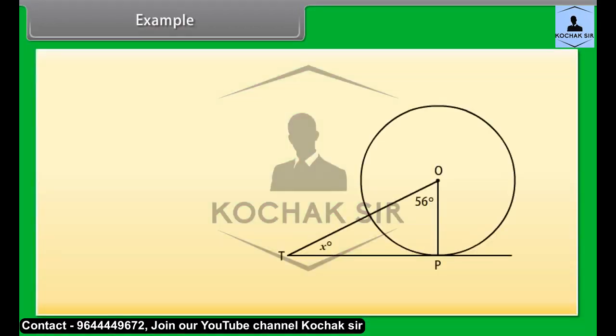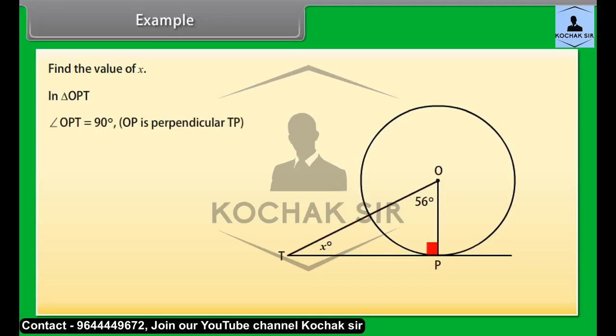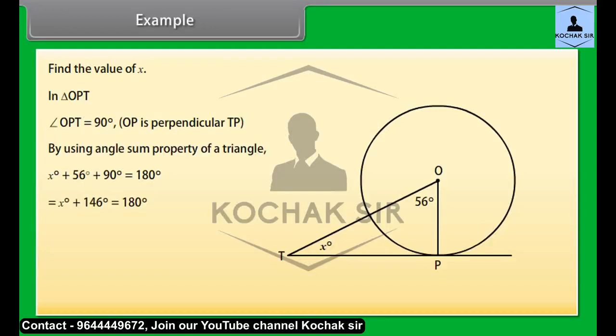Example. Look at the figure given. Find the value of x. In triangle OPT, angle OPT is 90 degree because OP is perpendicular to TP. Also, by using the angle sum property of a triangle, we can say that x degree plus 56 degree plus 90 degree is equal to 180 degree, which is x degree plus 146 degree equals 180 degree. Solving this, we get x as 34 degree. Hence, the value of x is 34 degree.